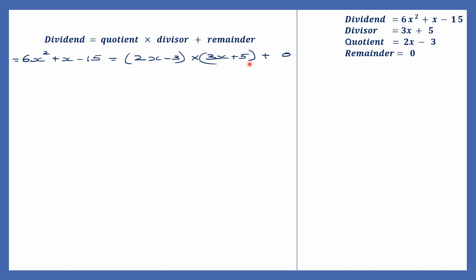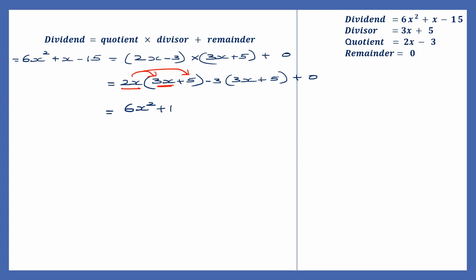Let's first do this multiplication. So we take 2x and multiply it with each term here. So that will be 2x into the other binomial, that is 3x plus 5. Then we take the next term here, that is minus 3 into 3x plus 5, that is quotient into divisor, plus remainder is 0. So let's do this multiplication. So 2x into 3x, that's the first thing. 2 3s are 6, x into x is x square. Then we multiply 2x into plus 5. 2 5s are 10 and x.